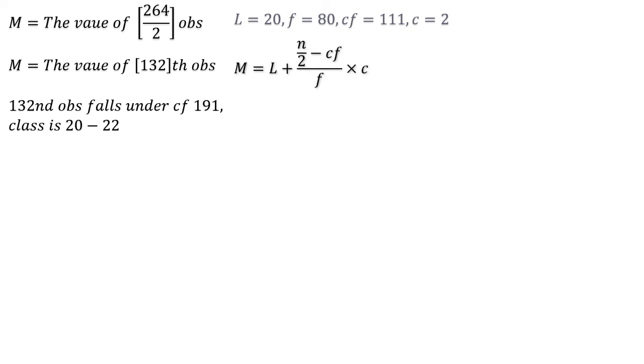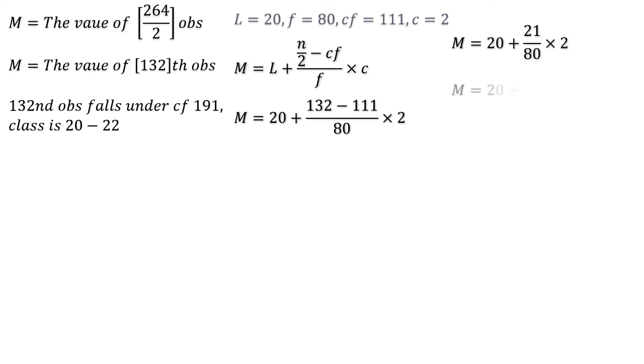The median formula is L plus n upon 2 minus CF upon F into C. And when you put the values, you get 20 plus 132 minus 111 upon 80 into 2. That is 20 plus 21 upon 80 into 2, and it is 20 plus 0.53, that is 20.53 thousand rupees.